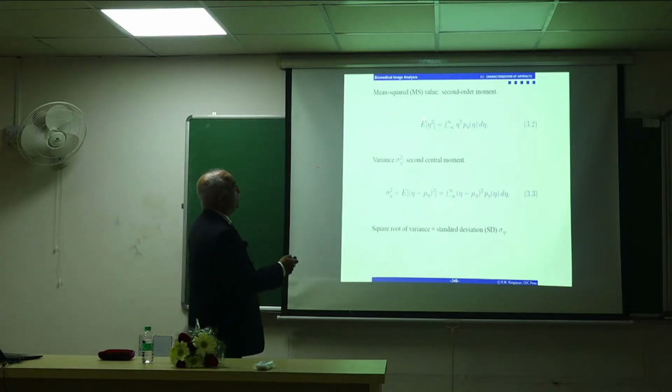Second moment, mean squared value: eta squared times the PDF. Variance: eta minus mu squared, times the PDF, integrate.